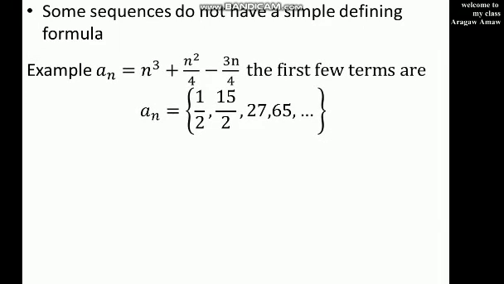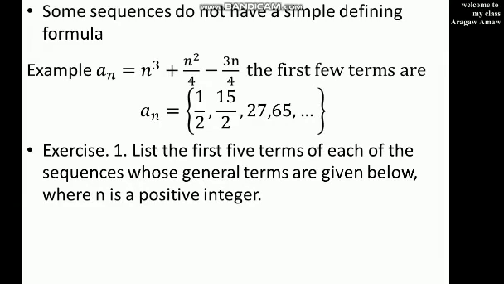Some sequences do not have a simple defining formula. For example, if we take a_n equals n cubed plus n squared over 4 minus 3n over 4, the first few terms are 1/2, 15/2, 27, 65, and it continues. It is somewhat difficult to predict the formula from the listed terms, and therefore it is better to say some sequences do not have a simple defining formula.